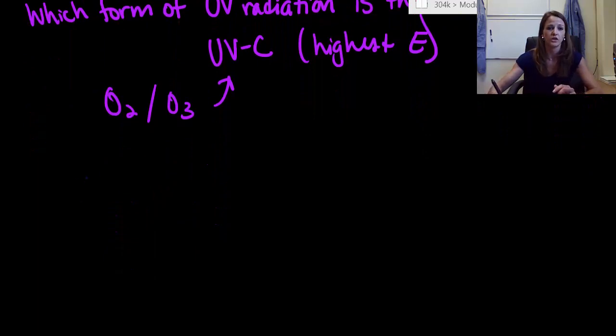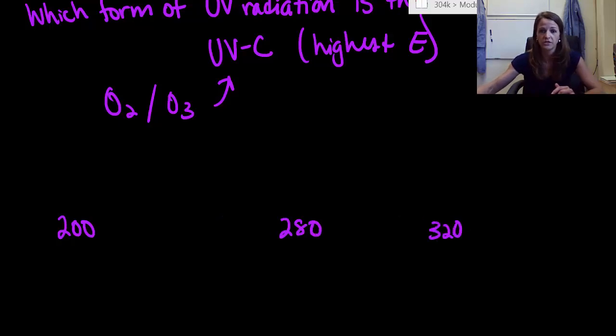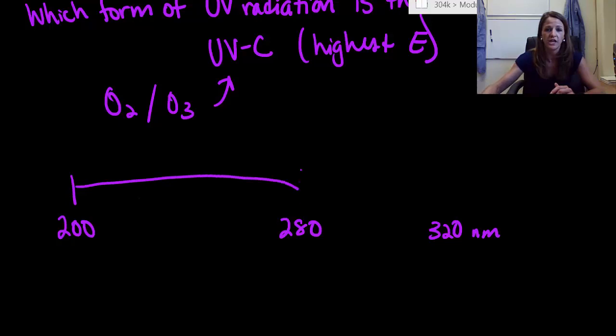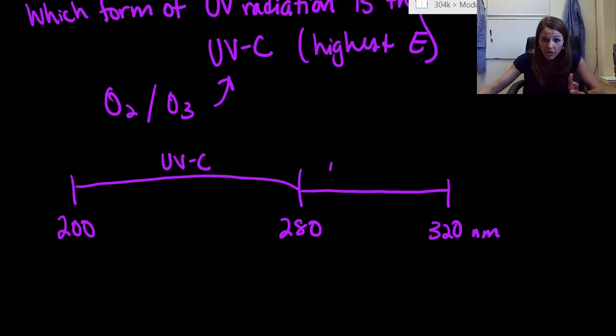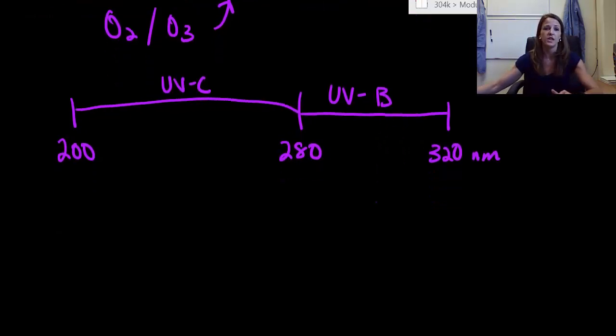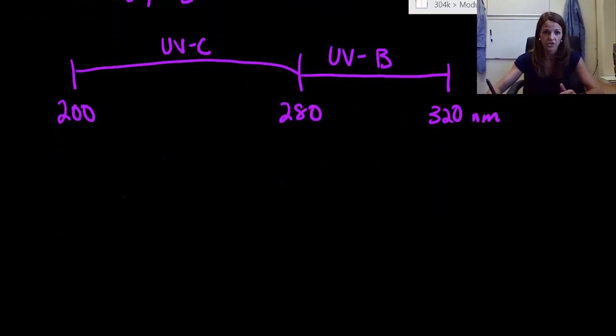So let's just draw out a little chart here. We're going to start with 200, go to 280, and end at 320. So these are our nanometers. We just discussed 200 to 280. That is our high energy, our UVC radiation. 280 to 320 is a little bit lower in energy, but still pretty nasty. That's our UVB radiation. So what we need to be thinking about here is, how does oxygen and ozone protect us?